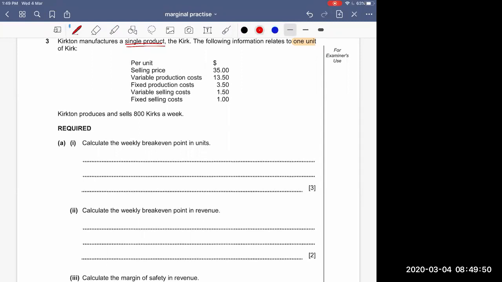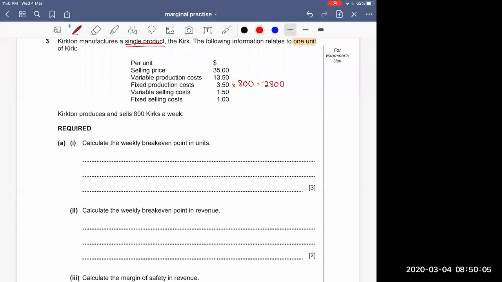So whenever fixed production cost or any fixed cost is given on a per unit basis, we will be multiplying it with the current output level to get the total amount of fixed cost. Then we have variable selling cost. Apart from production, we also have to pay for selling each unit.